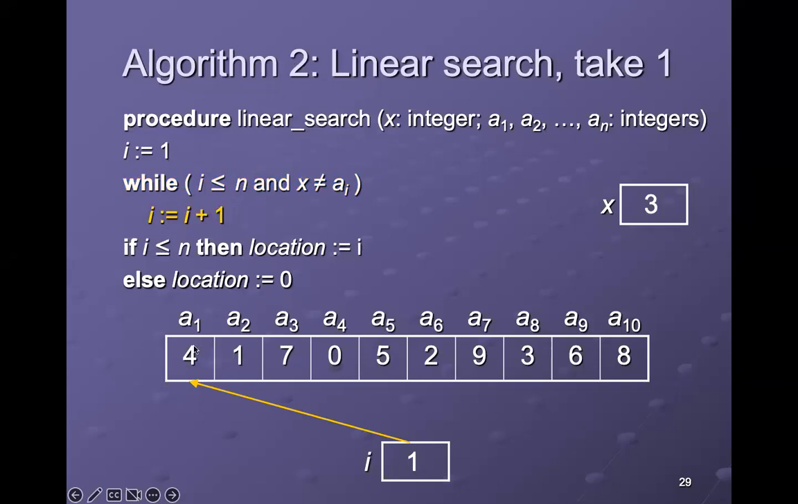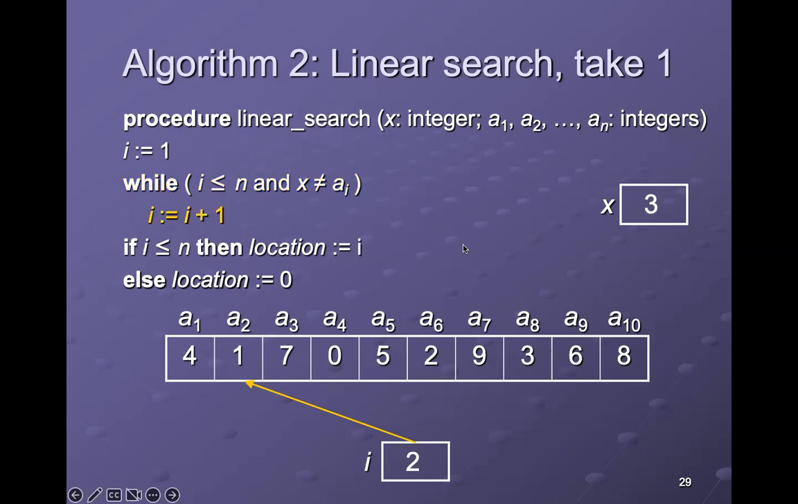Since 4 is not equal to 3 and 1 is still less than 10, we are going to move the index, or add 1 to the index. Now, i is equal to 2 and the value in position 2 is 1. And 1 is not equal to 3, and the index 2 is still less than n equals 10.